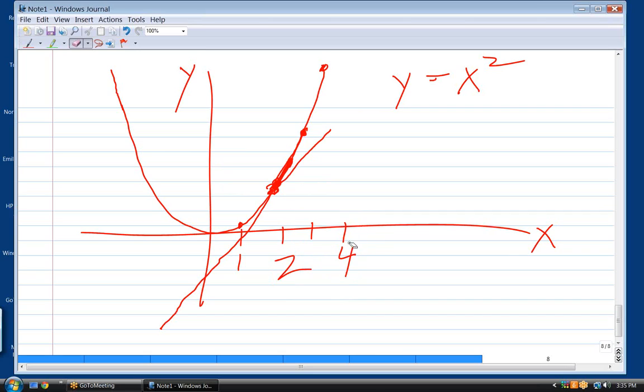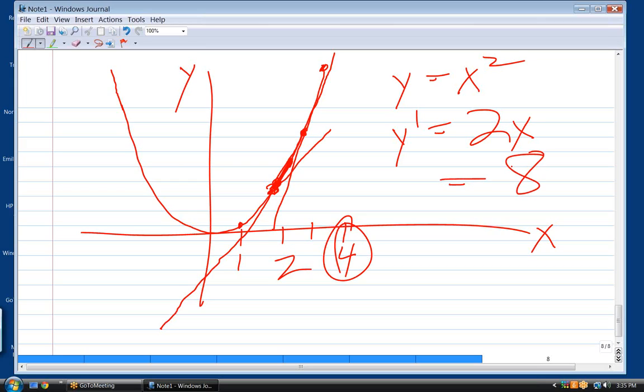Notice that if I said, what's the slope of the tangent line when x is 4, well, it's a completely different slope. It's that slope. That's a different slope. Well, if I take the first derivative, I get 2x. And now, if I substitute 4 for x, I get a slope of 8. And for sure, it looks like that slope is double this slope over here. So the slope always changes.